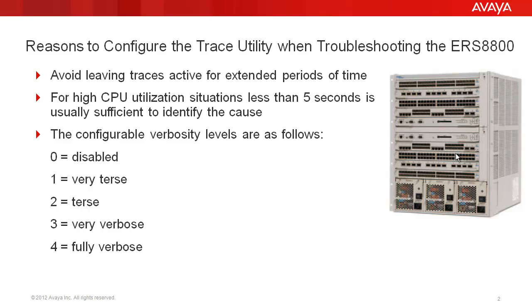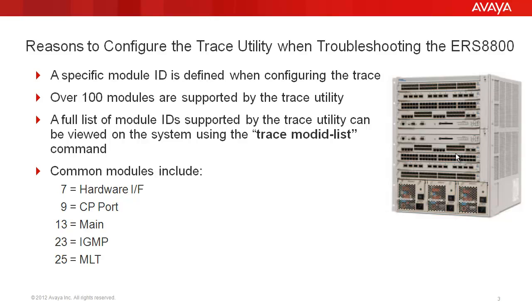The trace utility configurable verbosity levels are as follows. 0 is disabled, 1 is very terse, 2 is terse, 3 the trace data will be very verbose, and finally 4 is full verbosity mode. It's good practice to start with level 1 or 2 and work your way up in the verbosity level when isolating a problem. A specific module ID is defined when configuring the trace utility.